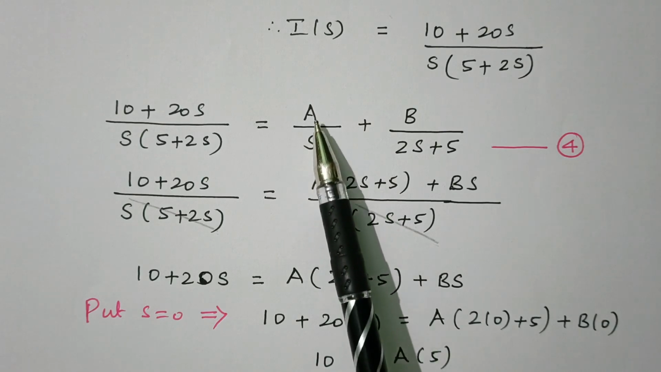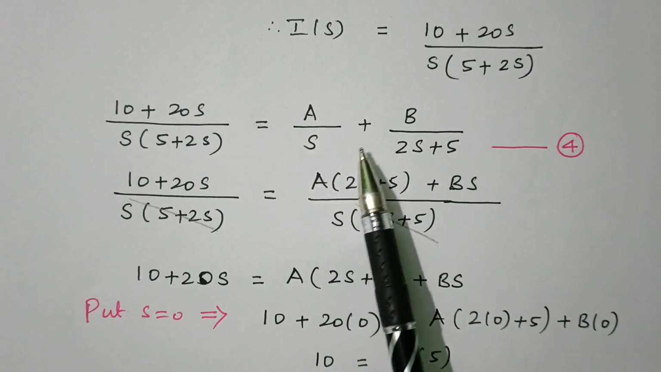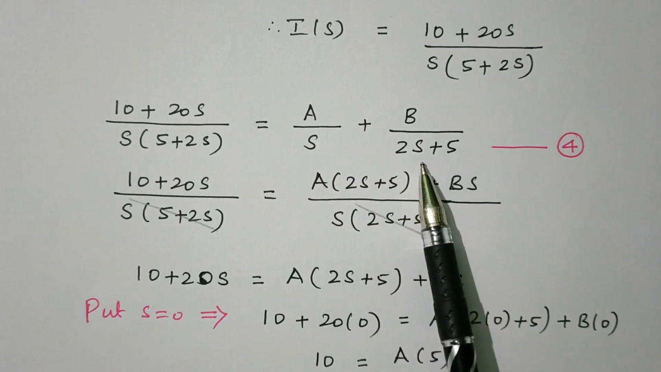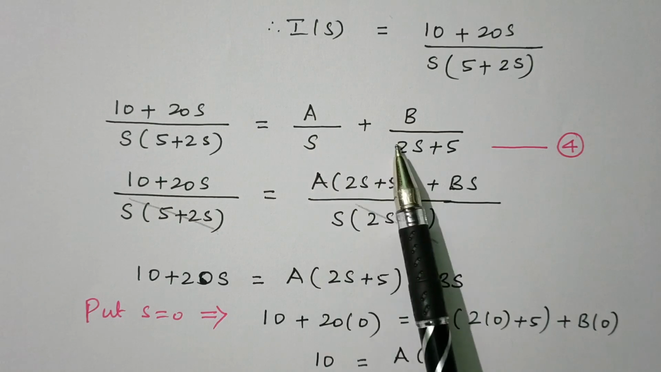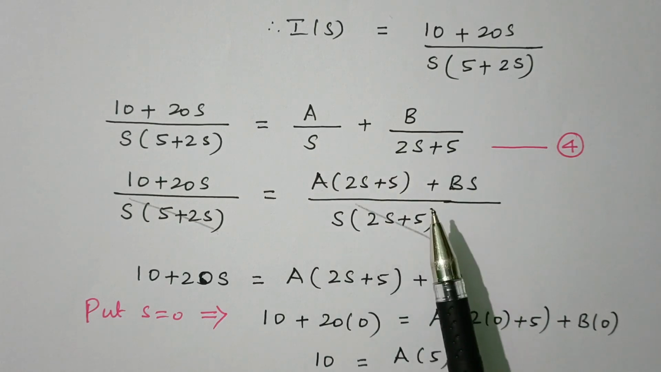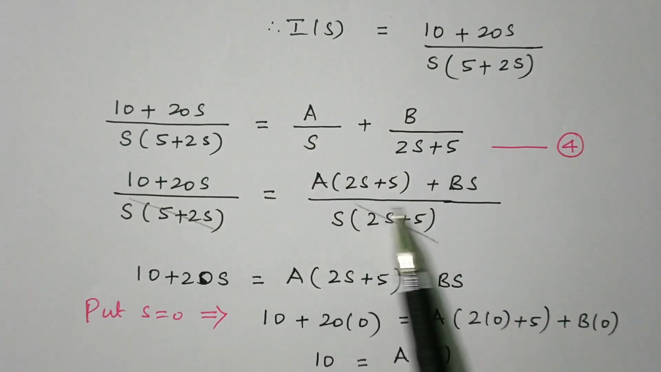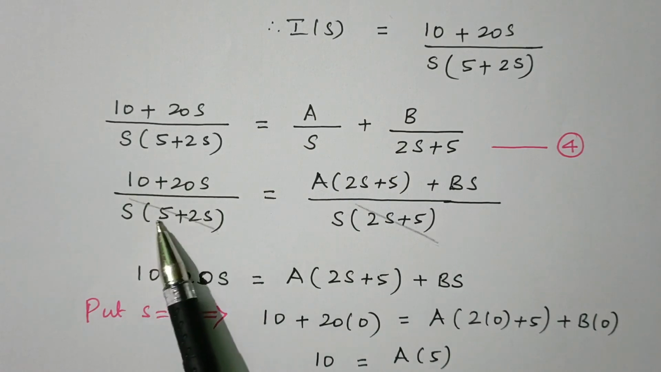Accordingly, it is written as A by s plus B divided by 2s plus 5. These two terms are split: A by s plus B by 2s plus 5. Now take this term common. Here already this term is available.